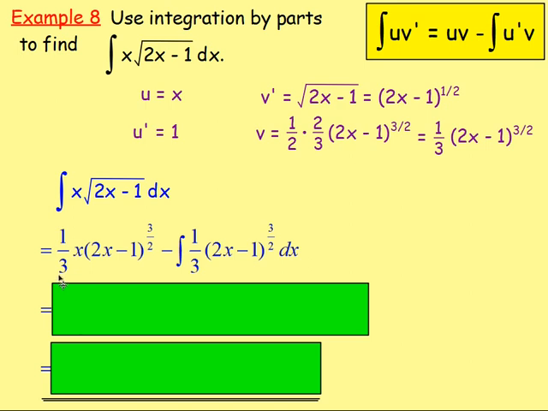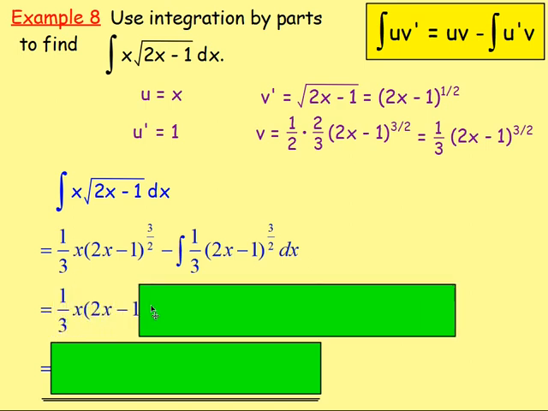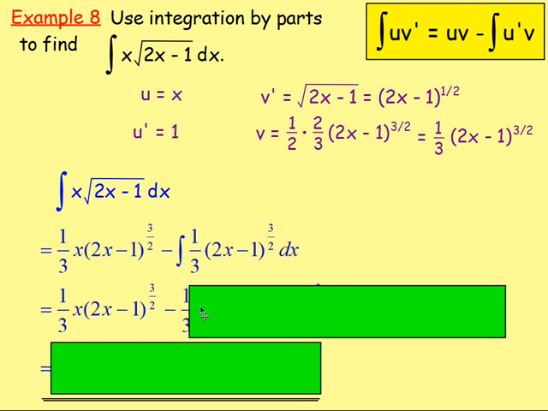After that, the first part will stay as it is, so you've got 1/3 x, 2x take away 1 to the power of 3/2. Take away, 1/3 will stay as 1/3, and integrating, that will give you, well, 3/2 add 1, 3 add 2 is 5, so it's 5/2, and I'm dividing by the 5/2. But remember, you also have to divide by the derivative of the bracket, so I'm also going to divide by 2, or in other words, multiply by a half.